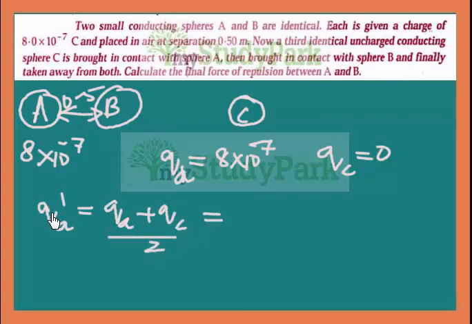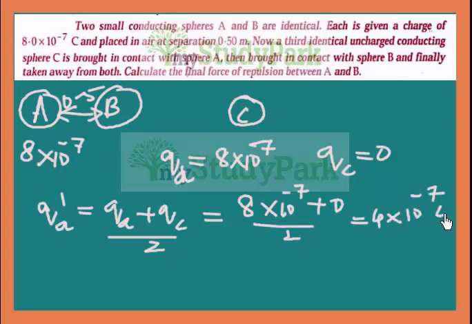So QA dash is equal to QC dash, but since we are supposed to find the repulsion force between A and B, we are concentrating only on A. Which means that (8 × 10^-7 + 0)/2, and you would get the value of 4 × 10^-7 coulombs.